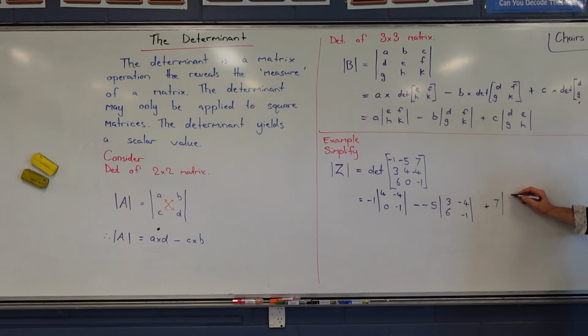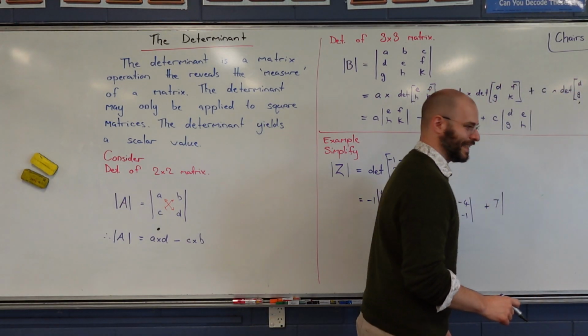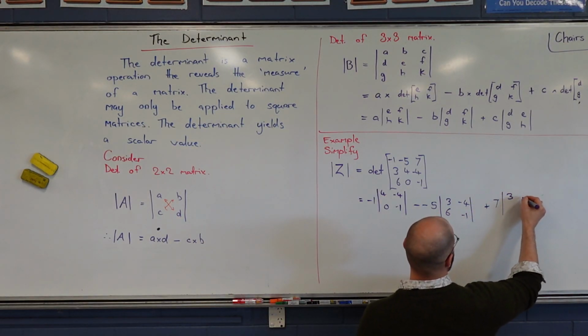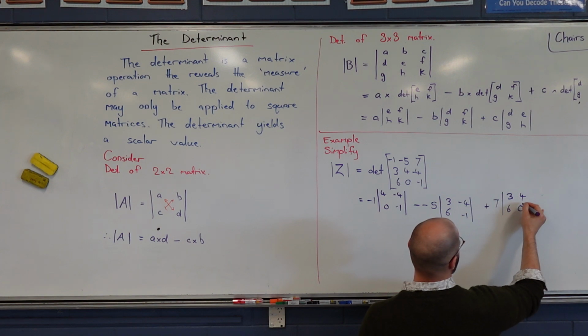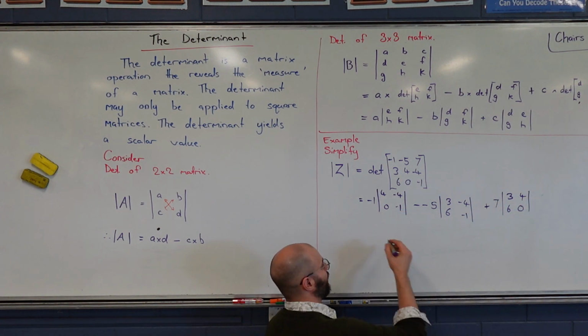What's our next matrix we need to find the determinant of? If you want, you can pick on the boys for talking. Who wants to do it? I'll do it. Don't be kind, be mean. 3, 4, 6, 0. 3, 4, 6, 0. You're welcome. I'm here for support. Okay, and that's all the hard work done. The rest of it is just arithmetic.